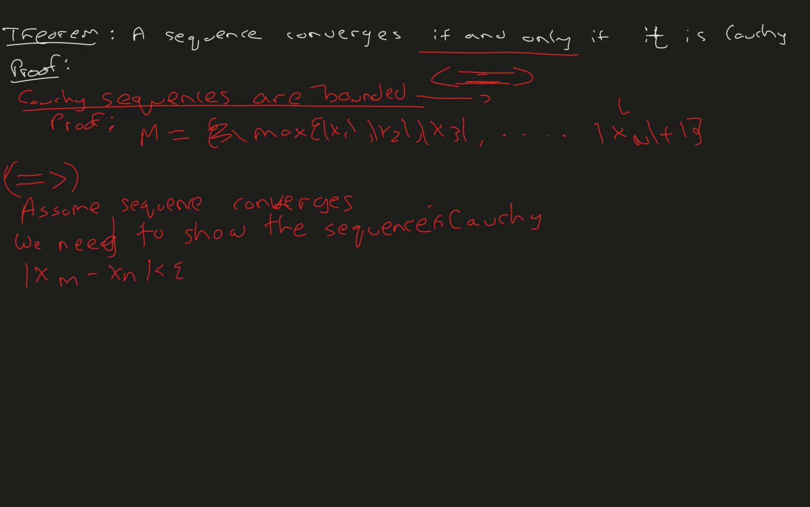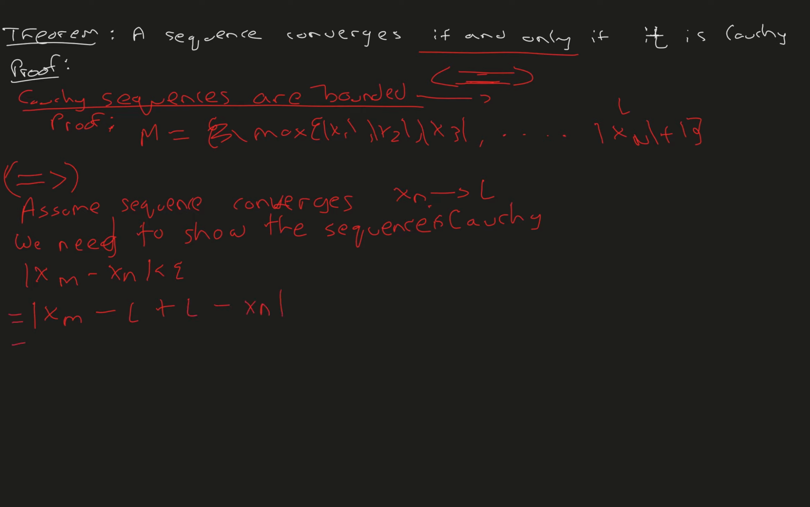So we assume the sequence converges. We know that x_n converges to a certain limit L. So we're going to do the mathematical trick we've been doing before of adding and subtracting L.